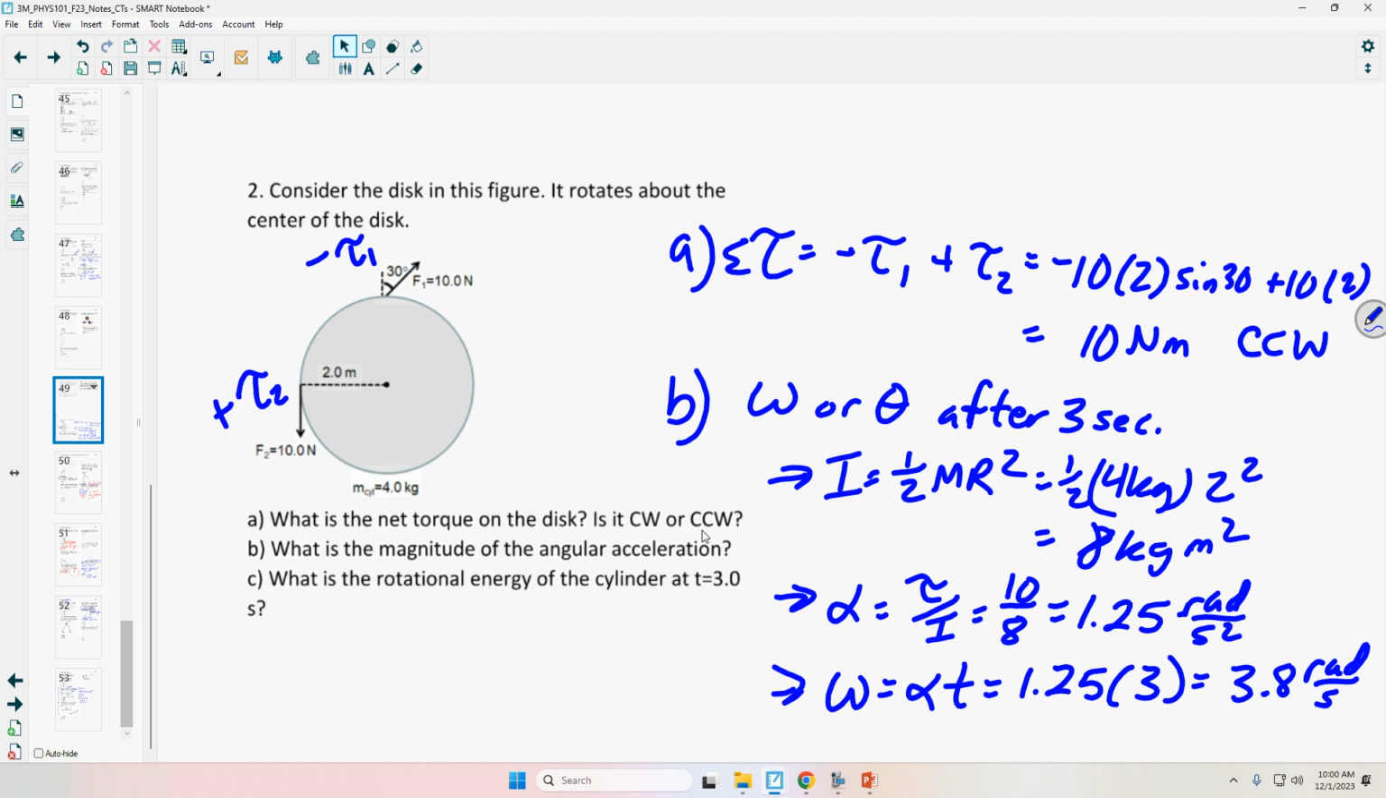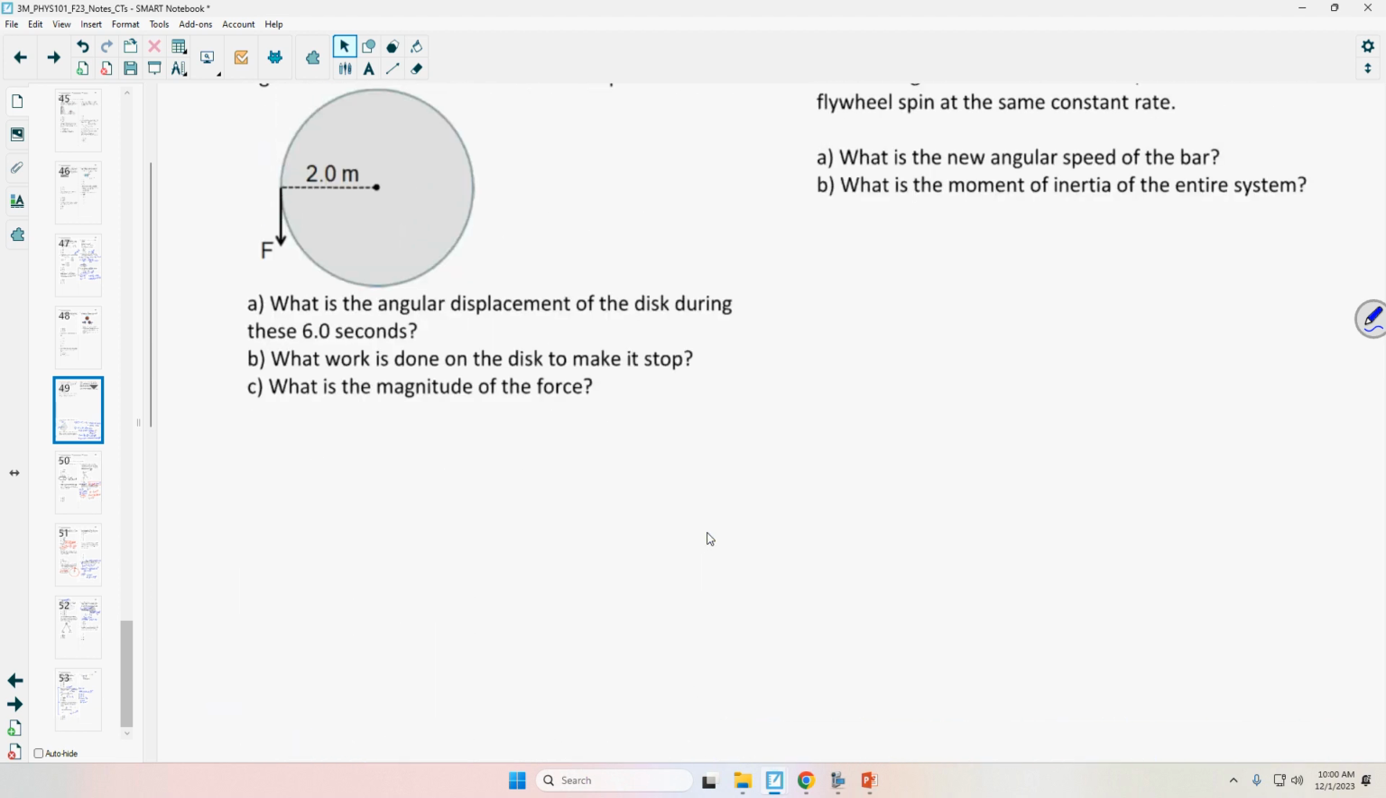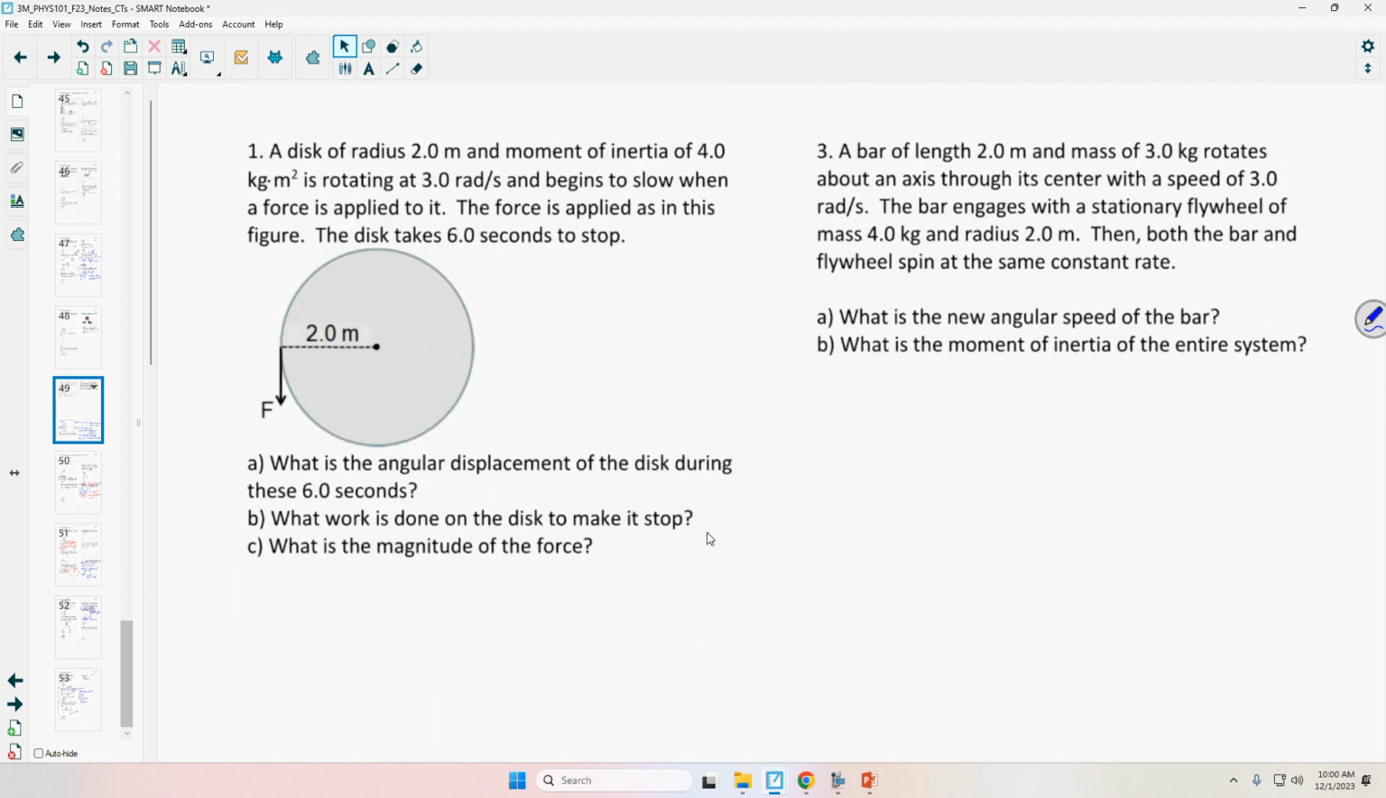All right. The second one that you'll have will be an angular momentum problem. Let's see if this one is like that. Yeah, something like this, like number 3, something very similar to this, where I have a bar that's rotating. It engages, in this case, with a stationary flywheel, and then they both spin at the same rate.